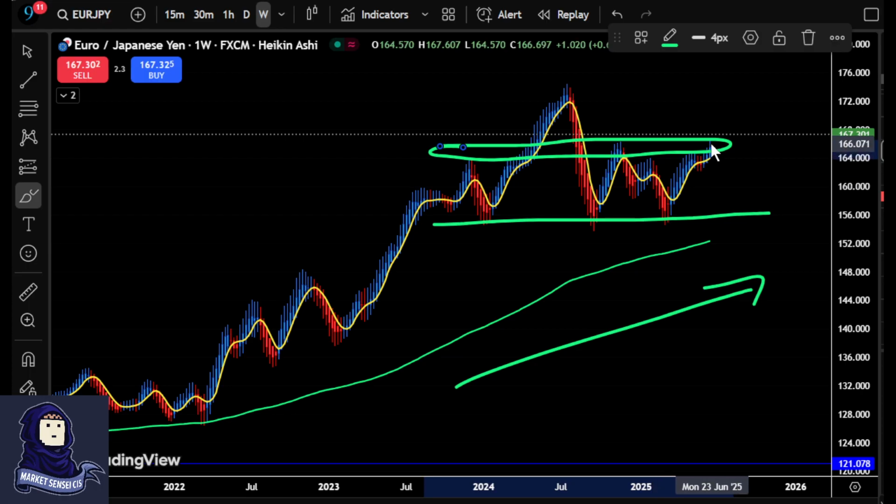Now it tries to touch this area again. So imagine if you buy here and then it goes back down here, you'll be in a lot of pain. So just wait for it to play out. Do not try to enter here.